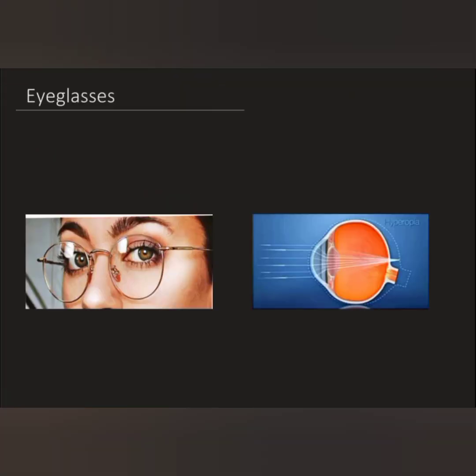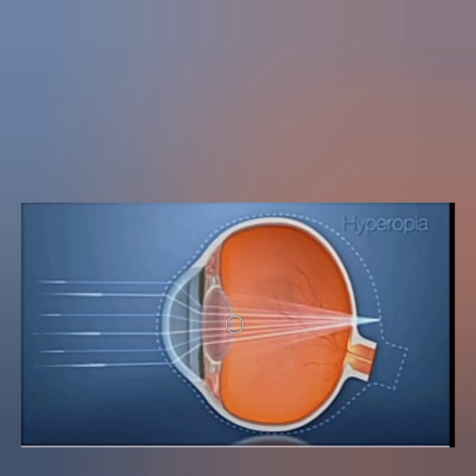Another use of convex lens is in eyeglasses to correct farsightedness, also known as hyperopia. Farsightedness occurs when the eye is too short or the cornea is too flat, causing the light to focus behind the retina rather than on it. So as you can see, the retina is placed over here and the light bends behind it.